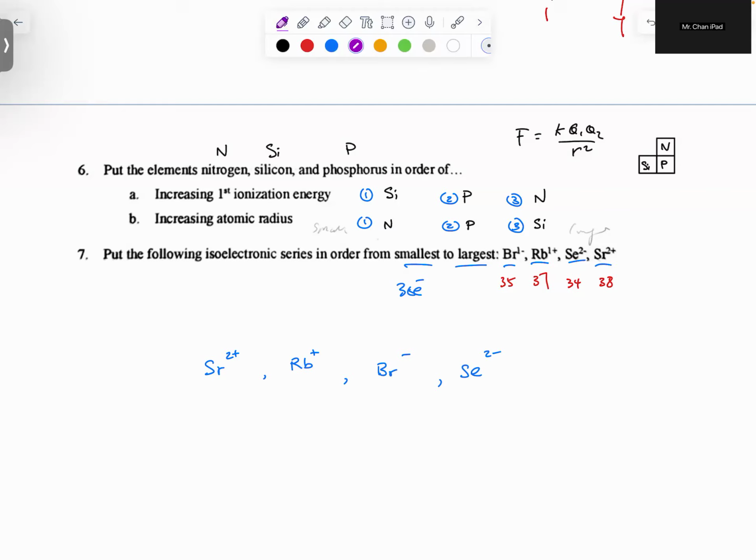Isoelectronic series is just a very fancy way to say they all have the same amount of electrons. These ions, they're all stable. They all have 36 total electrons. So that means now you can compare them on the same basis. You may now go forth and compare the number of protons. Now understand the impact of protons. It cannot be possible that they have the same number of protons, same element. If they have the same electrons and the same protons, that's the same element, same ion.